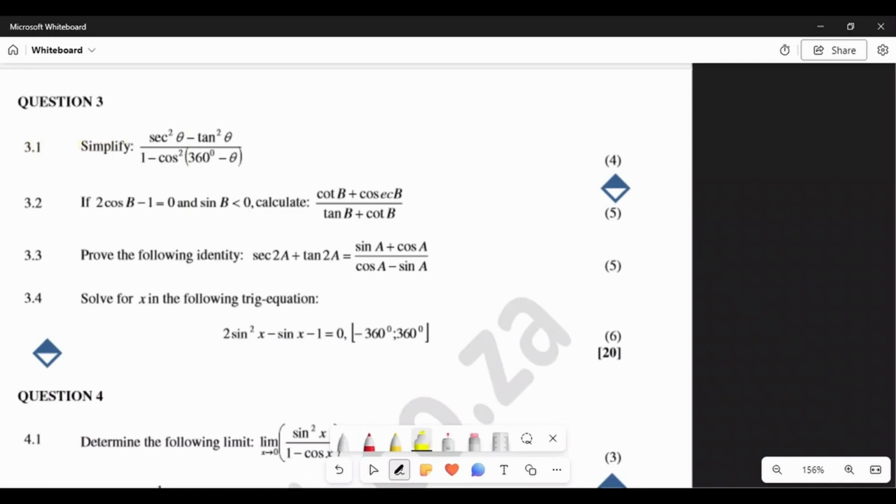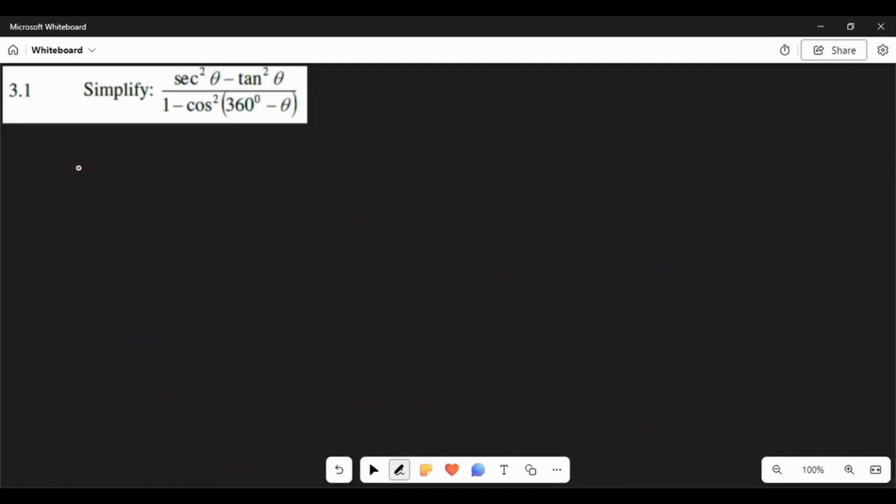As you can see, question 3.1, let me highlight here. They just want us to simplify this problem here. So I will copy this and then I'll paste it so that we can have enough space. As you can see, I've already copied the question here. So let's simplify this question.